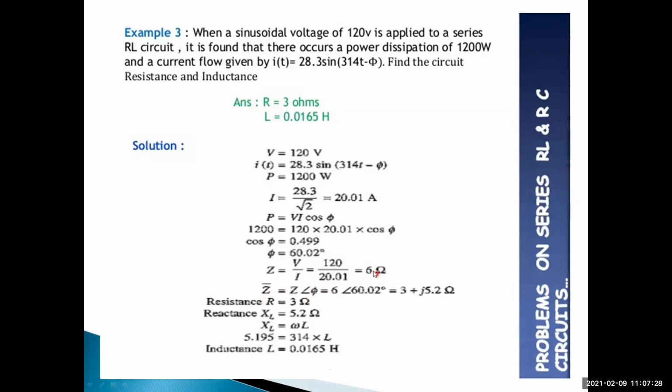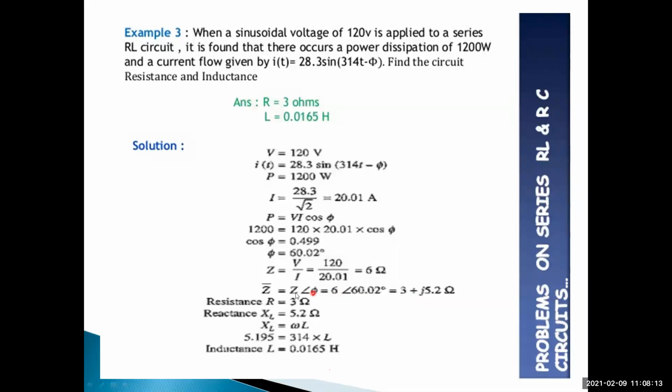Z is called the magnitude, so this is Z, 6 at an angle of 60. Convert from polar to rectangular form, 3 plus j 5.2. This is R plus j into XL. So Z is equal to Z at an angle of phi, that is 6 at an angle of 60. 6 is nothing but under root of R square plus XL square. And tan inverse of Y by X means tan inverse of XL by R is equal to 60.